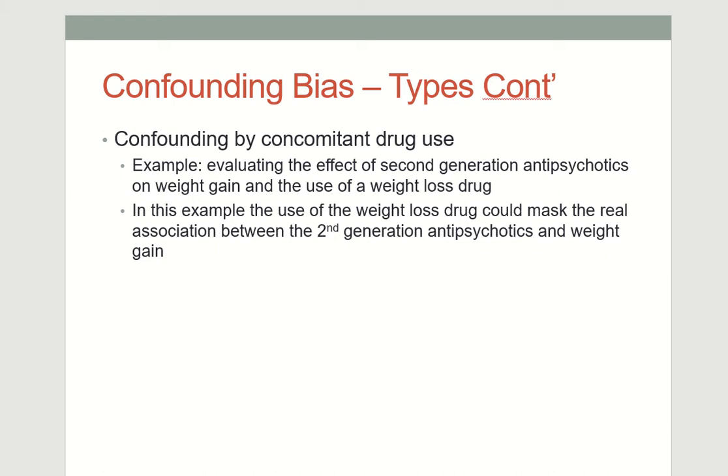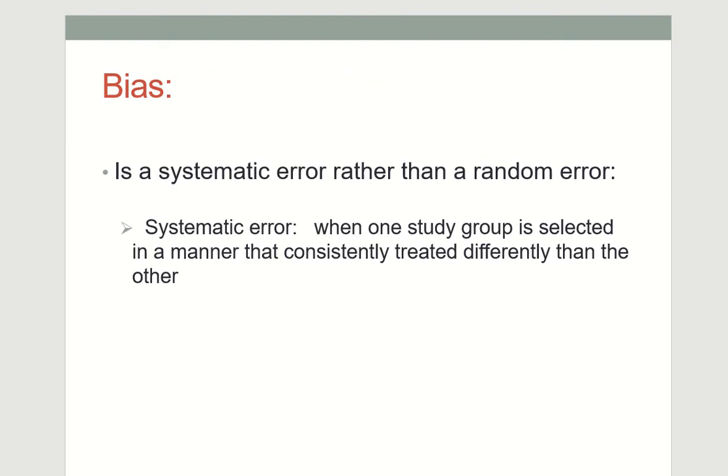You have a variable that is associated with the exposure, associated with the outcome. It's not in the causal pathway. It may influence the relationship between the exposure and the outcome. Again, I will have a separate video where I go over confounding and the way to deal with it with examples, with stratified analysis and multivariate analysis.